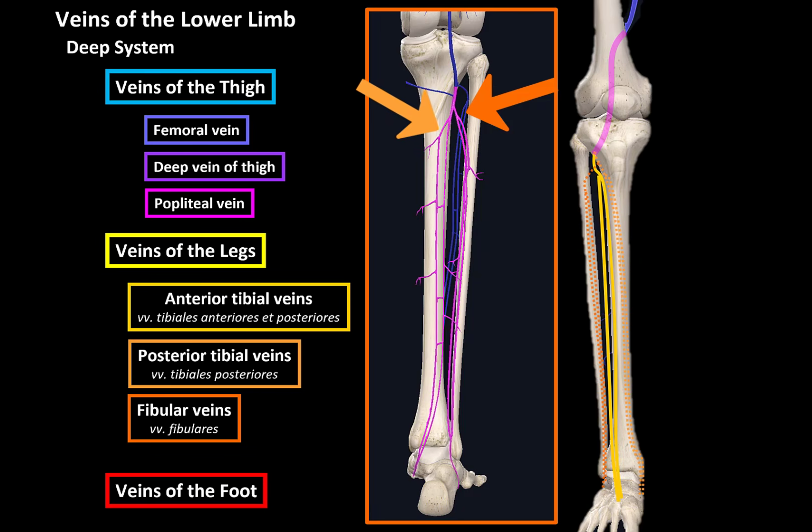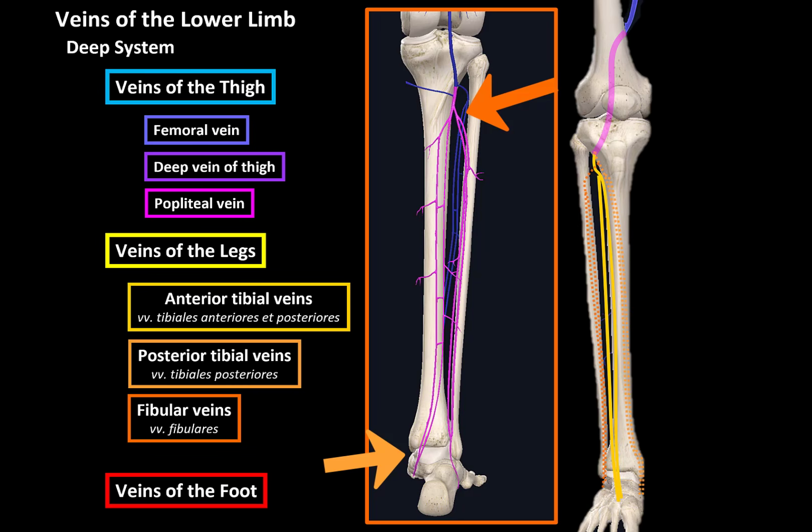So the posterior tibial veins descend and turn to the sole of the foot behind the medial malleolus. Now keep in mind that you can always go more detailed than what I'm showing you, but I want you all to gain a general picture of the veins of the lower limb to ease you all on this topic.